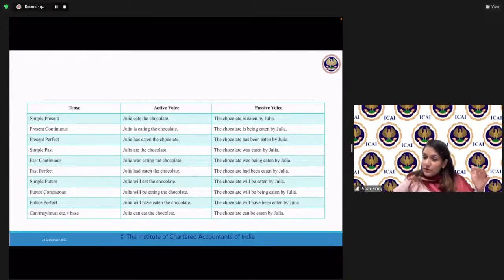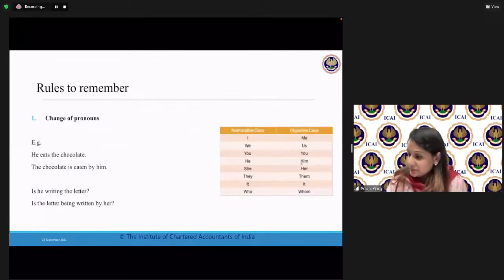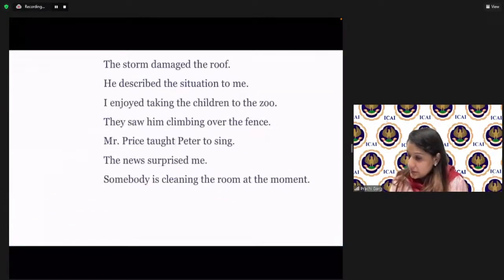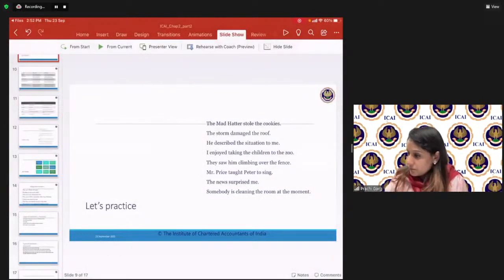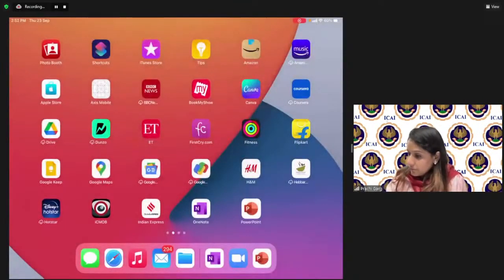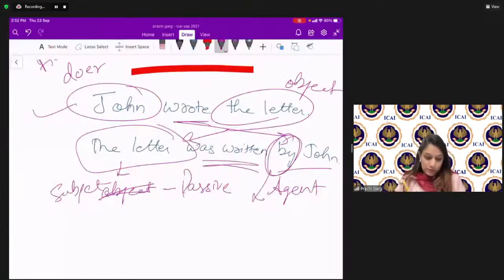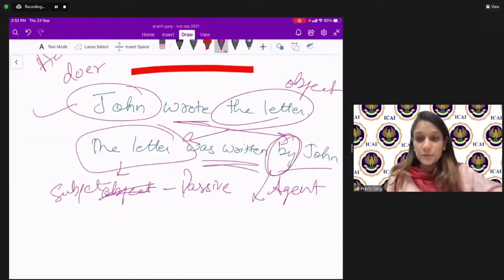So this I've already explained. I will be explaining it to you on my whiteboard because that is much more understandable. But in my PPTs also I have mentioned everything, the examples, how the pronouns change. I will be taking this up and then we will be practicing. So shall we start with the rules of changing from active to passive?